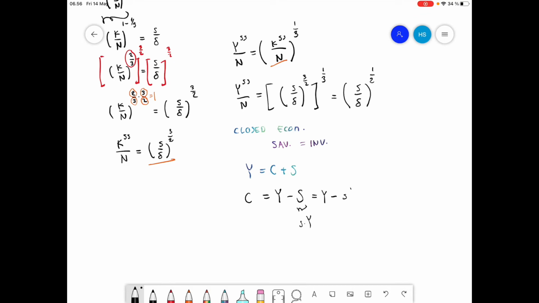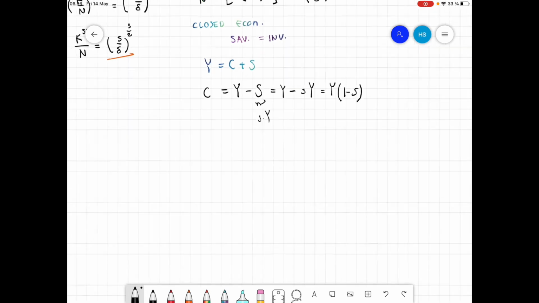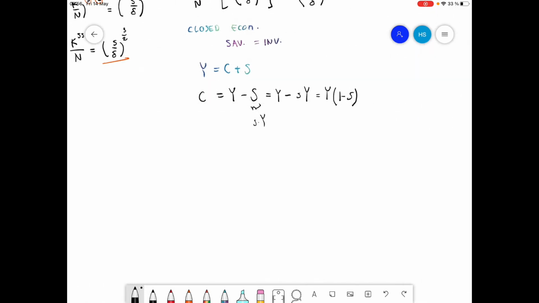So total consumption must be equal to your income minus what you save. This is just y times 1 minus s. This is just a way of rewriting it. And since we need to know what the consumption level is in steady state in per worker terms, we need to transform the whole equation to per worker terms. So just divide by n on both the left and right hand side. Since we need the consumption level in steady state, we need to plug in the output level in steady state in order to find what the consumption level is.